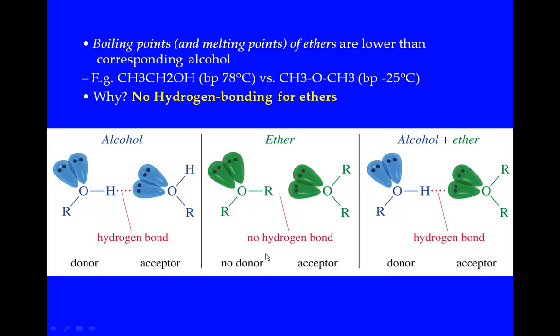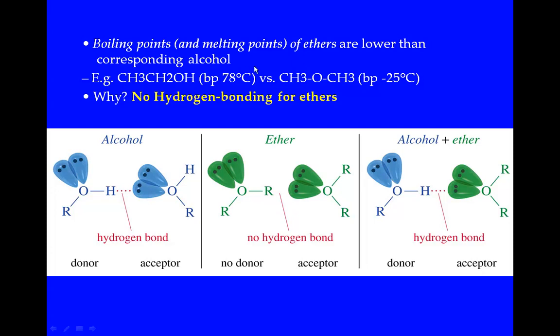So ethers are low boiling compared to alcohols, and they are volatile. If you were to mix them with alcohols, then there can be hydrogen bonding, which is called intermolecular hydrogen bonding. You have an acceptor in the form of this oxygen, you have a donor in the form of this hydroxy group, so there can be hydrogen bonding. But nevertheless, ethers by themselves do not have hydrogen bonding.